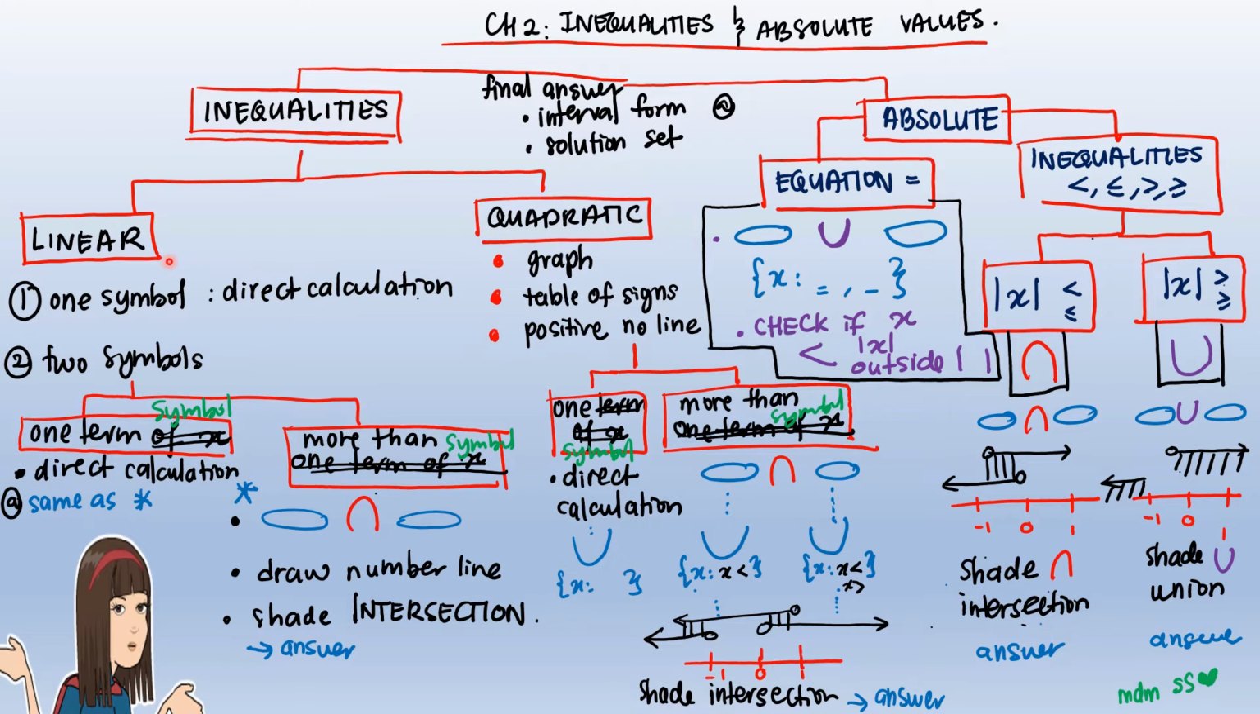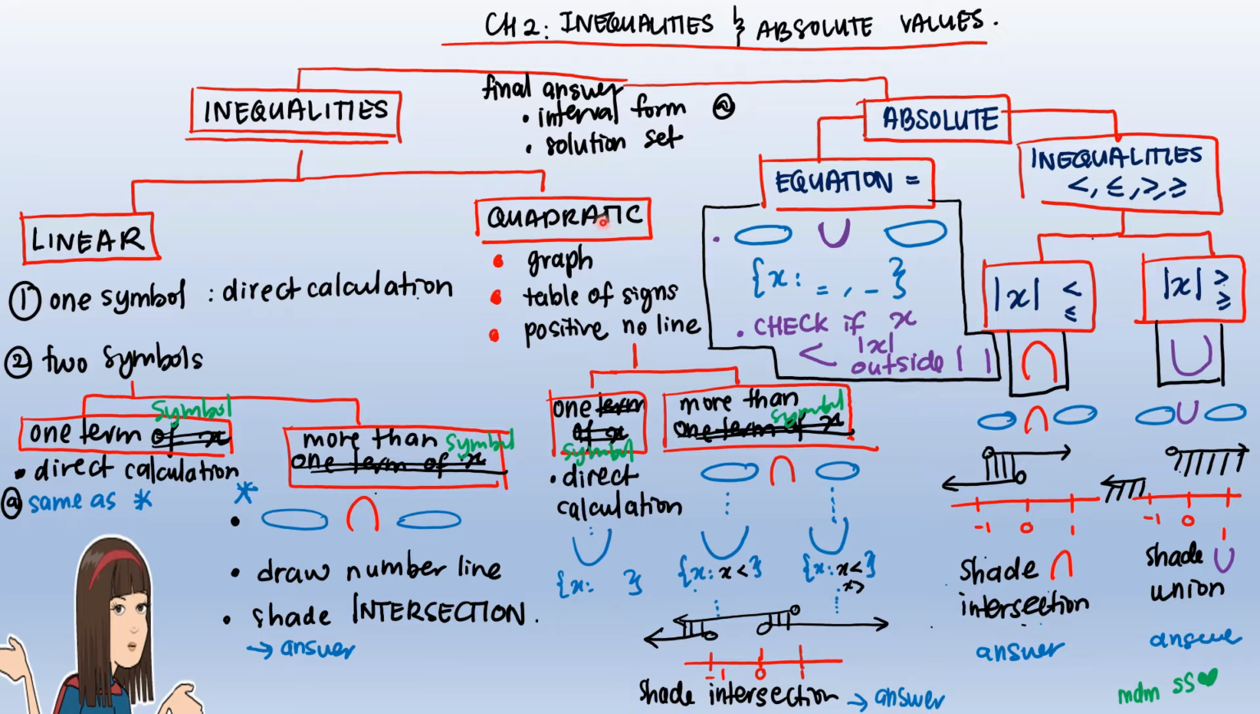2. For linear, if you have one symbol, you can just use direct calculation. If you have more than one symbol, meaning two symbols, you need to separate it into two parts and use the intersection symbol, or "and". Because you separate them at the beginning, at the end you must draw a number line and shade the intersection between them.